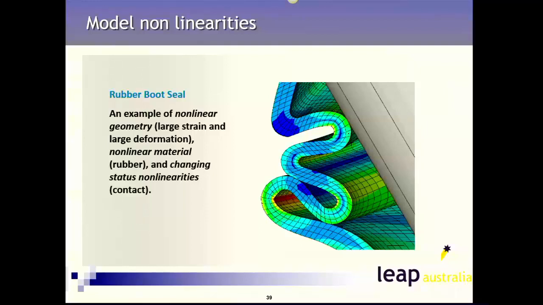So in terms of combinations of all of these nonlinearities, this is probably about as complicated as you can get. We have self-contact, or this rubber boot coming into contact with itself. So that's a changing status contact. The shapes and positions of these elements are changing significantly from the starting point to where they've wound up. And it's highly likely that there's quite significant strain going on within this rubber. So all three of these effects are taken into account when we turn on large deformation effects: large strain, large displacement, and changing contact status.